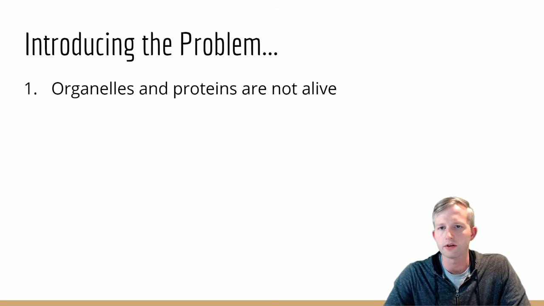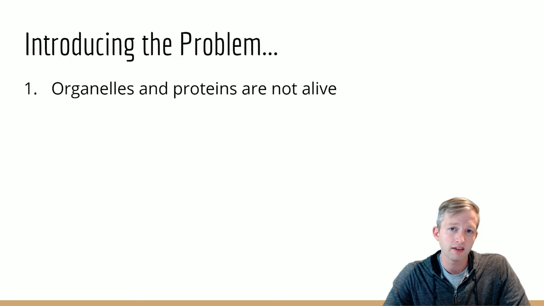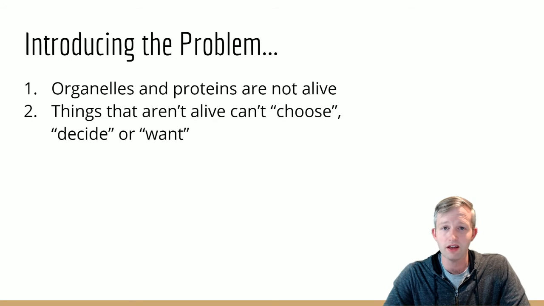So we know organelles are not alive. And certainly we know proteins, which are just a macromolecule made of a bunch of amino acids, they're not alive either. A second thing that I think you know is that things that aren't alive can't make choices. They have no decisions to make, and they have no wants or desires or dreams for what they might accomplish in the world.